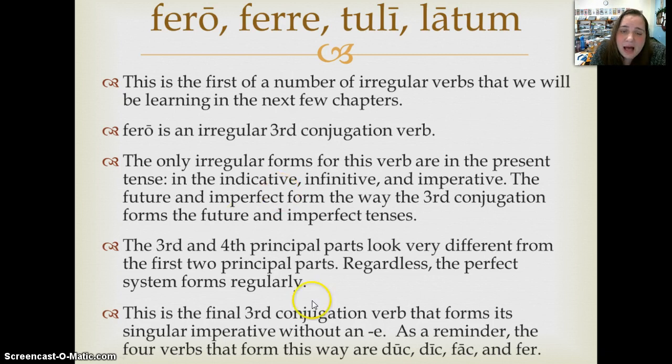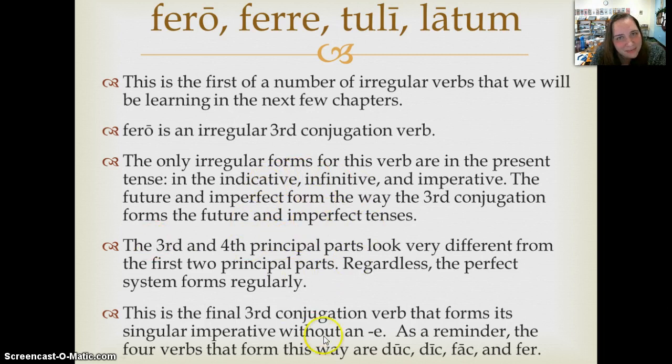Okay. The third and fourth principal parts obviously look quite different. Tuli, latum look quite different from fero, ferre. But anyway, the perfect system forms regularly. Remember, perfect, pluperfect, future perfect, active and passive are completely regular for all verbs, regardless of conjugation or regardless how messed up their present system might be.